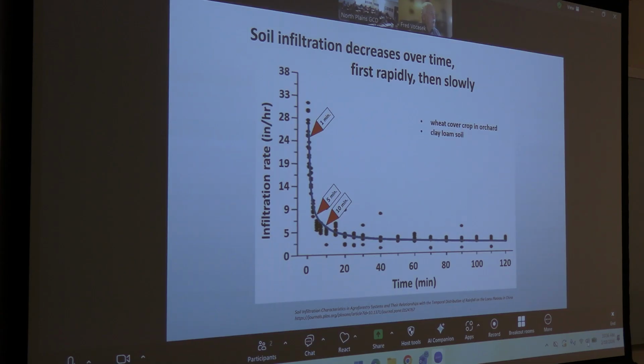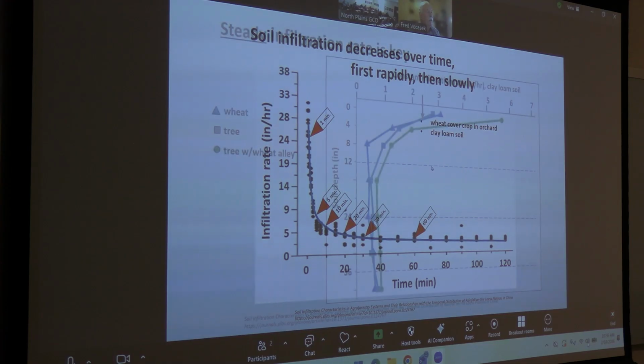At 10 minutes we were down to about 6 inches per hour. 20 minutes, 5 inches per hour. 30 minutes, we're at about 3 or 4 inches. And after 60 minutes we're at that steady state, so we're down to about 3 inches per hour. So very quickly, in those first few seconds, we can have a very, very high infiltration rate. But it slows down, and here's why.